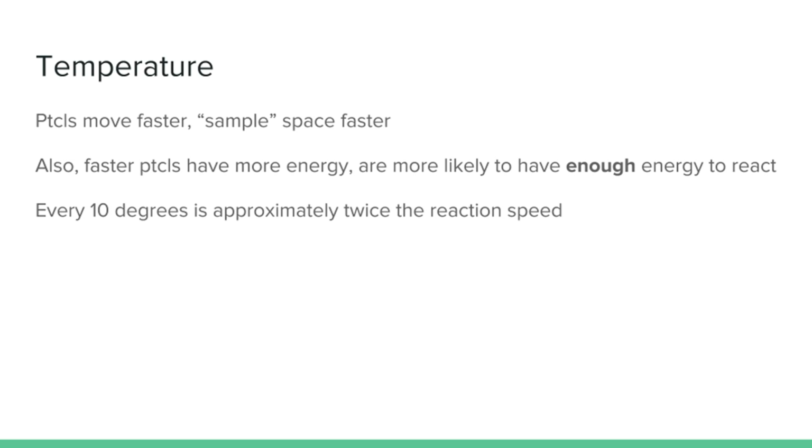The other thing is that because they're moving faster, the individual particles are likely to have more energy. They're likely to have enough energy to react. We'll get into this more a little bit later, but just running into one another isn't enough to make the particles react. They have to be able to get over an energy barrier. They need to have enough energy. So all told, when you are talking about temperature, every additional 10 degrees of temperature is a doubling of the reaction rate. So 30 degrees is twice as fast as 20, which is twice as fast as 10, which is twice as fast as 0 degrees Celsius.